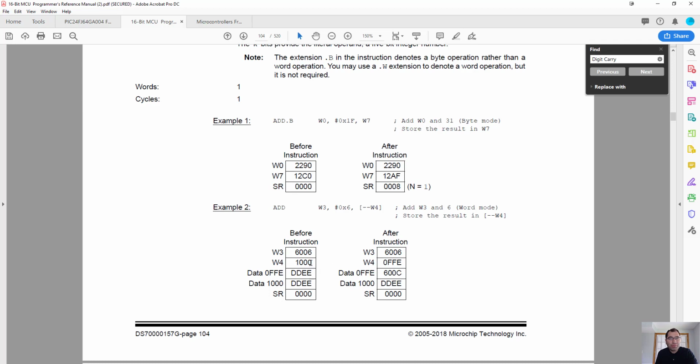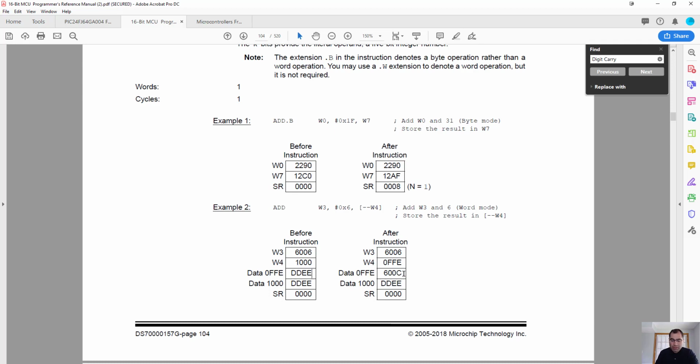So what changed? The content of W4 changed because we decremented it, and the content of FFE changed because that's where we put the sum. Nothing else changed, because the status register didn't change: there's no negative value, there's no carry or anything like that, so the status register did not change in this case.